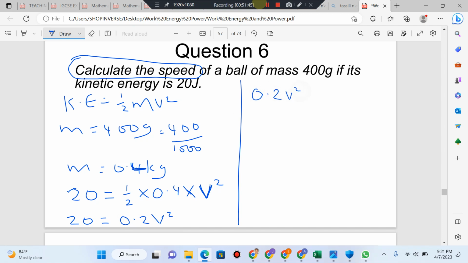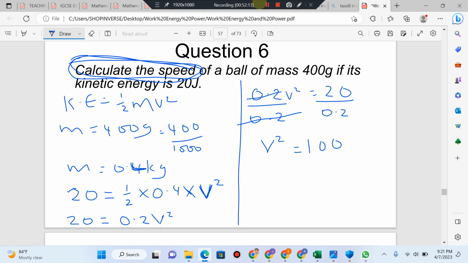Let me complete the question here. If 0.2 v squared is equal to 20, how do you get the value of v squared? You divide both sides by the coefficient of v squared, so you divide both sides by 0.2. When you divide both sides by 0.2, 0.2 will cancel out 0.2. So on the left hand side, you'll be left with v squared equals 20 divided by 0.2, which gives you 100. The question does not request v squared. The question requests speed, the question requests v. So to get v, you take the square root of the left hand side and you also take the square root of what you have on the right hand side.